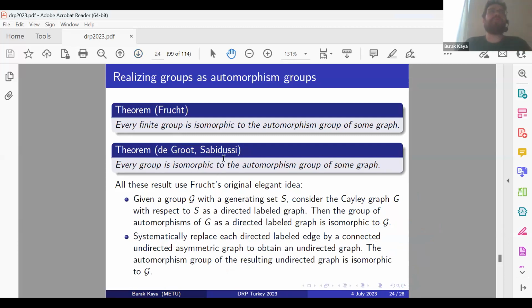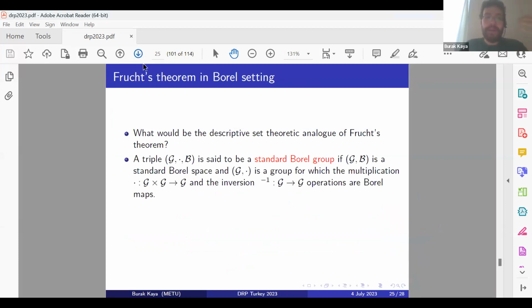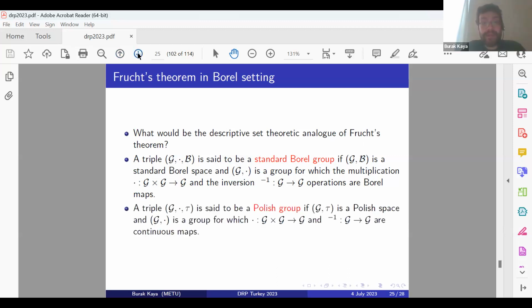Now, we asked ourselves this question. Can we come up with a definable version of this? How would the definable version go? First of all, we need to talk about definable groups. A standard Borel group is a standard Borel space which also has a group structure. And you want the group operations, the multiplication and inversion, to be Borel. Otherwise, it wouldn't have made sense to have a Borel structure on this. And if you want to talk about this in the topological setting, in the setting of topological groups, what's a Polish group?